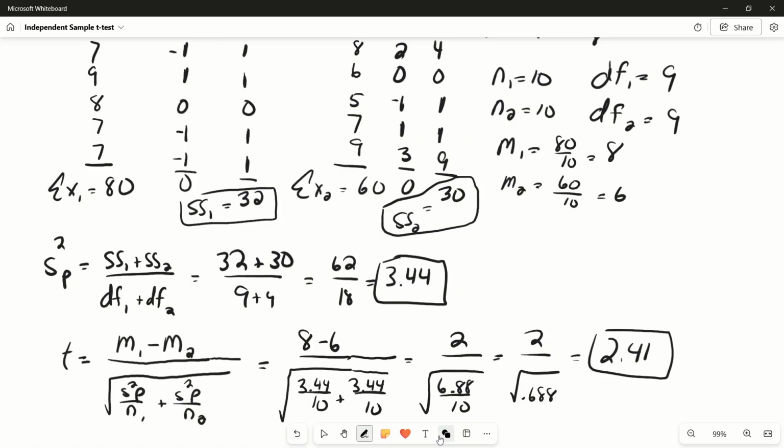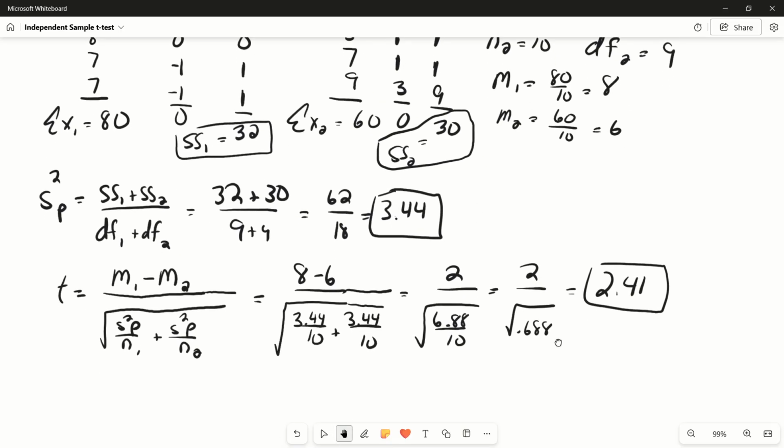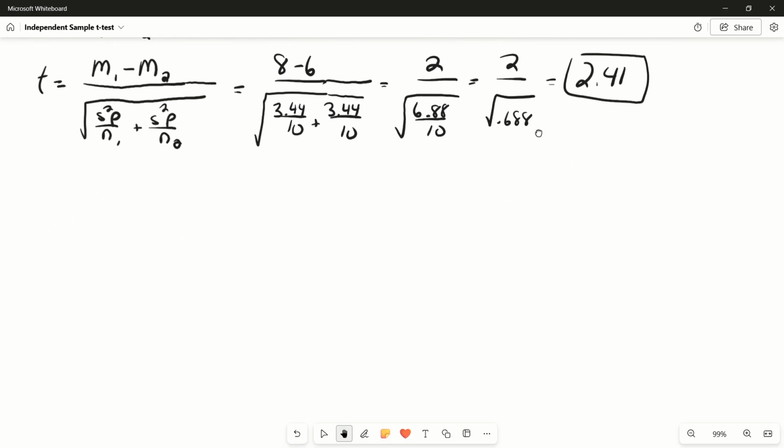It's not bad. It's over 2, which is good. Is it a no-brainer to reject the null here? No, we have to find the critical values first. So what are the critical values from the table that we can compare to 2.41? So we need to find the table. We know our degrees of freedom total is 18.